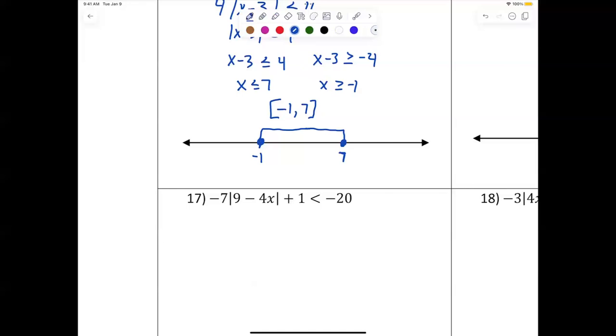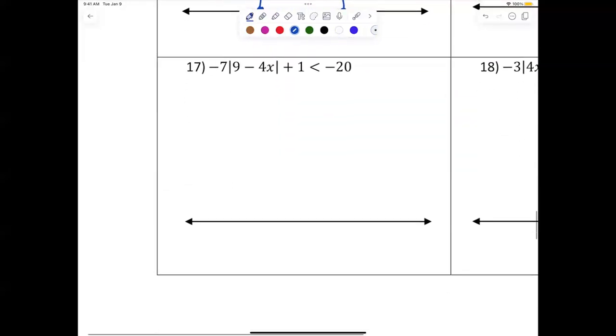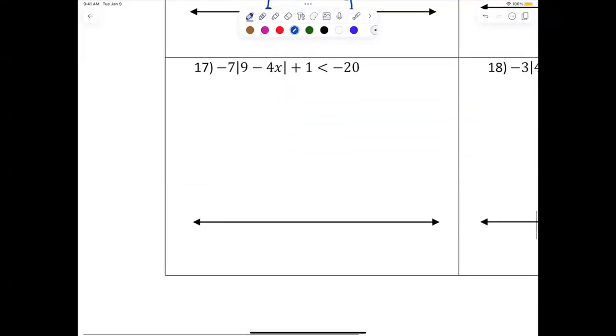All right, one more time now, guys. Take a look at 17. What do I have to do first for 17? Subtract 1. Then it becomes what? -21. Now what? Divide by -7. What is that? But what else?